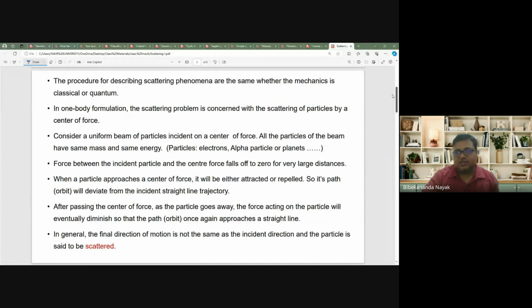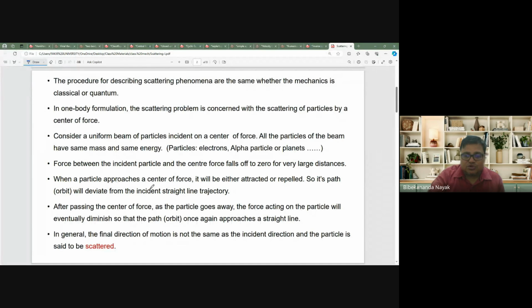The procedure for describing the scattering phenomenon is the same whether the mechanics is classical or quantum. In the one body formulation, the scattering problem is concerned with the scattering of particles by a center of force. Consider a uniform beam of particles incident on a center of force. All the particles of the beam have the same mass and same energy. The force between the incident particle and the center of force falls to 0 for very large distances, proportional to 1 by r square.